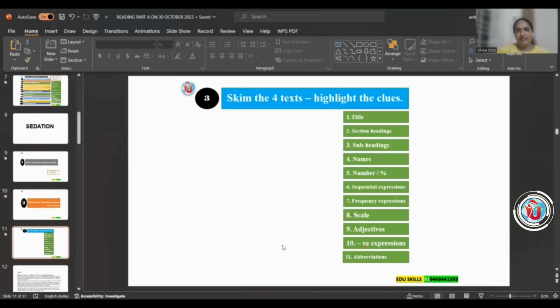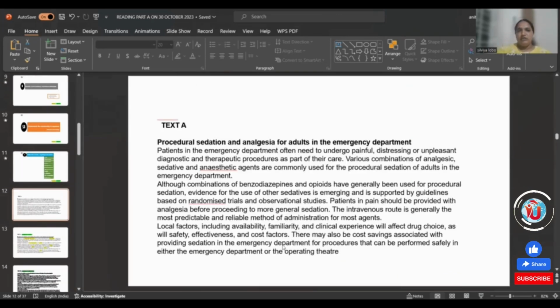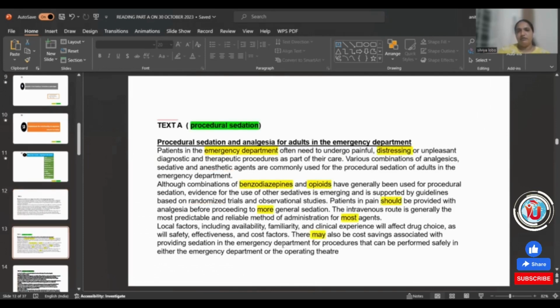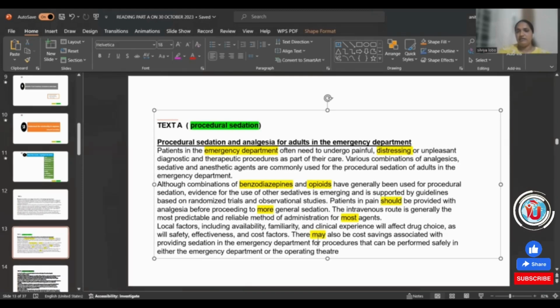We have to skim the four texts. In text A, here we can see procedural sedation and analgesia for adults in the emergency department. I gave no heading, so I gave procedural sedation. In that we can skim: emergency department, distressing, a drug name, a scale, a contrast code. So we have to underline it.